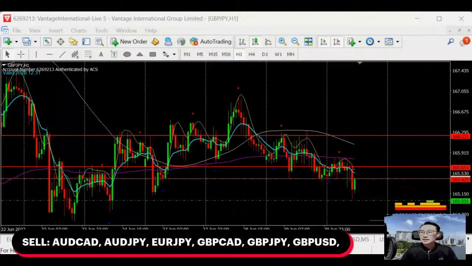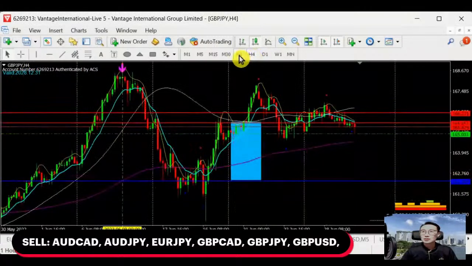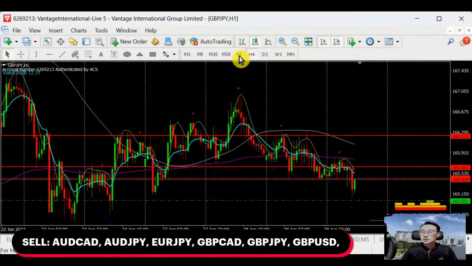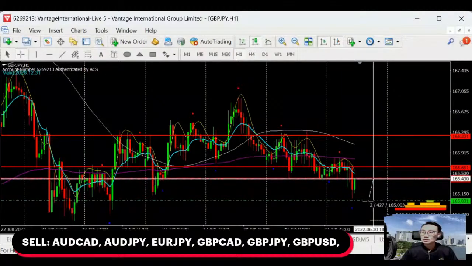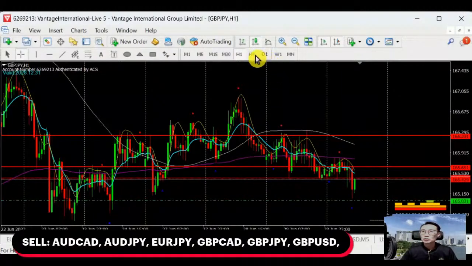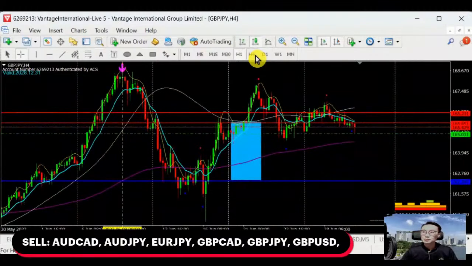Right now it is testing the previous support as a resistance. Currently, looking at this point here, if this resistance can hold, then selling is very highly possible for the next round. Another round of selling down here, about 42 pips to go. Another 42 pips to go.